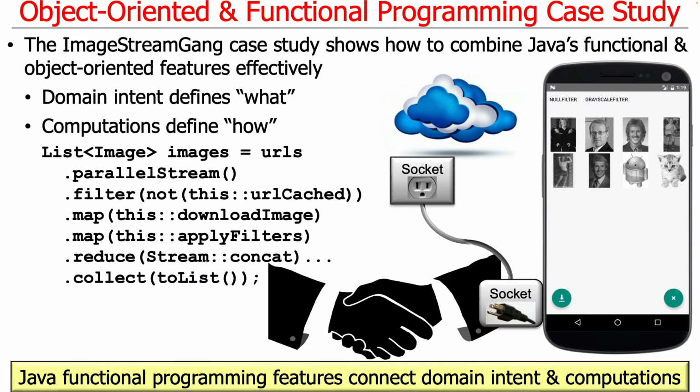This case study illustrates how Java's functional programming features connect the domain intent and computations by aligning them so that the what, which is the domain intent and the requirements, are reflected cleanly in the implementation of the computations that define the how.